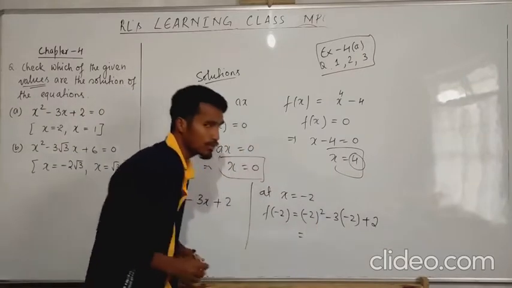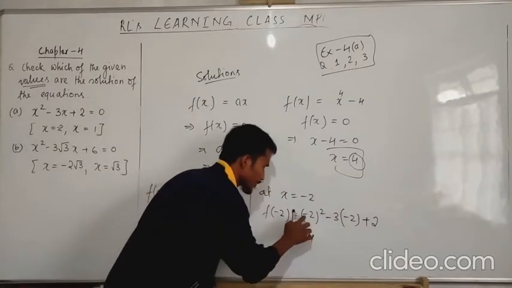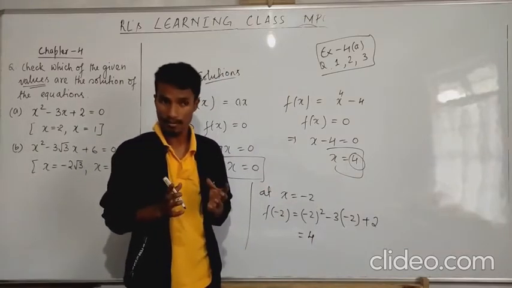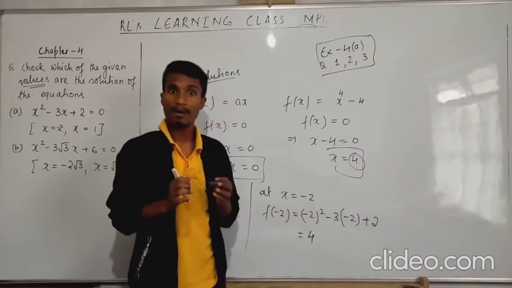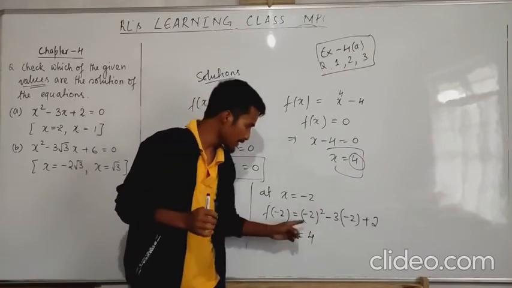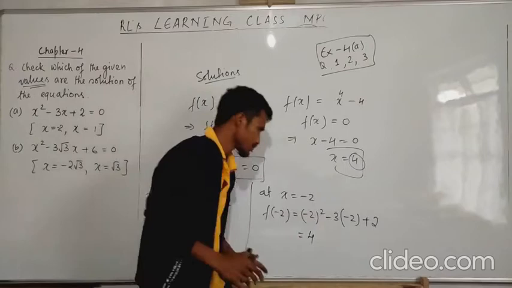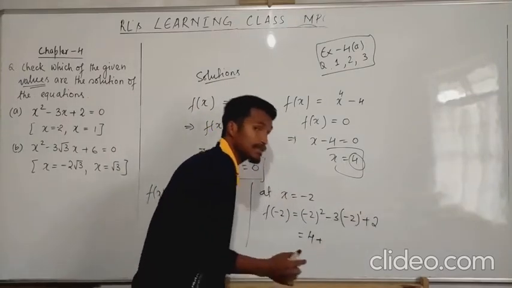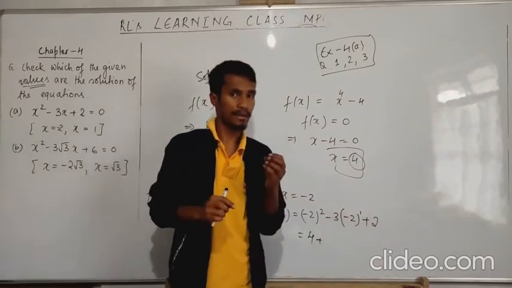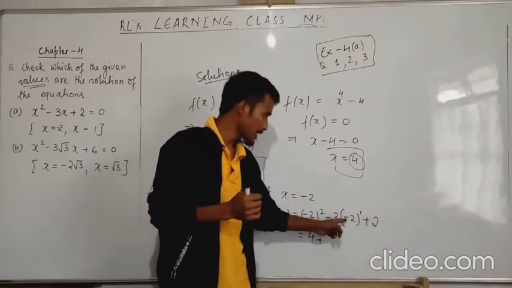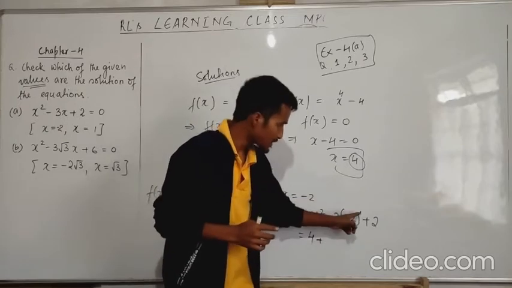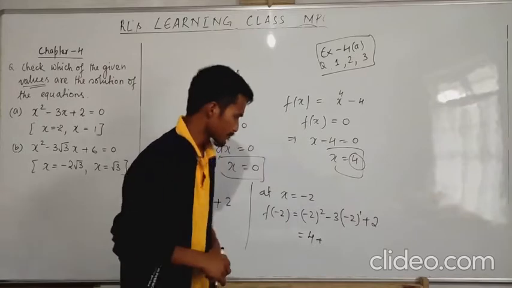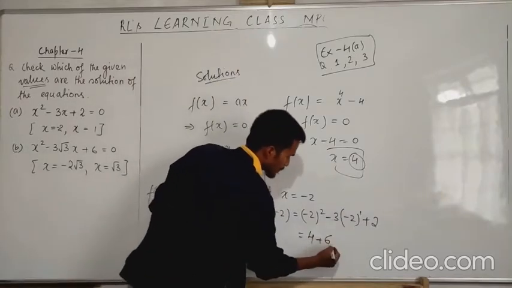Then 2 to the power 2 will be 4. This minus will disappear if the power is an even number. But if the power is odd, then this minus will remain. Then minus times minus is plus, because here the power is odd, so the negative will come out. But if the power is even, then this minus will disappear. Then 3 times 2 is 6, plus 2.